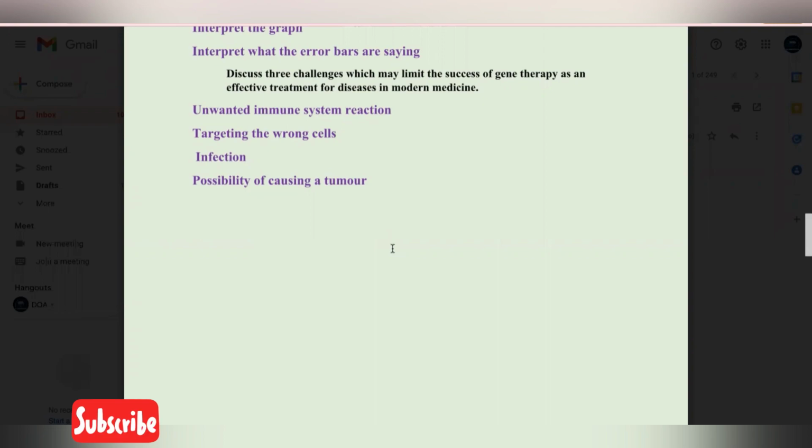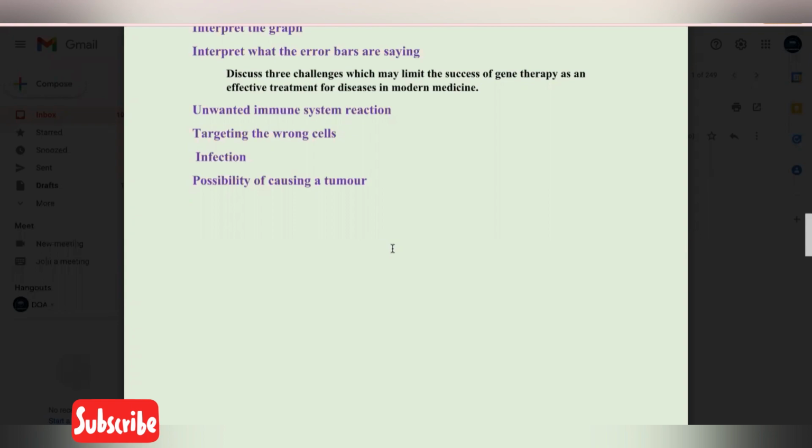This graph also required students to discuss 3 challenges which may limit the success of gene therapy as an effective treatment for diseases in modern medicine. So my advice to students is to let your discussions be evidence-based, right? Recall in class, there were 2 major experiments. Recall the one with the severe combined immunodeficiency syndrome, SCID, and cystic fibrosis. You could link those evidence to the limitation that arise from them, right?